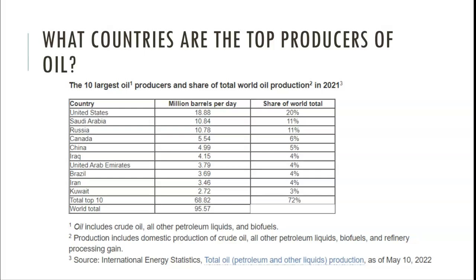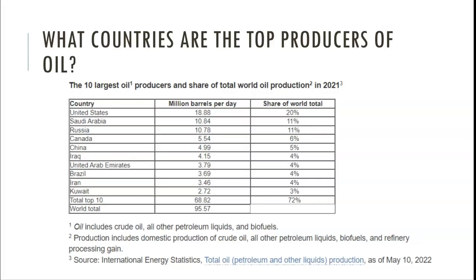The United States is actually one of the top producers, currently producing about 20% of the world's supply of oil, about 19 million barrels a day. Saudi Arabia is next with about 11% of the world's oil. Russia also produces about 11% of the world's oil. Canada is one of the top producers at 6%, so they supply about twice as much as they use. China at 5%, Iraq, United Arab Emirates, Brazil, and Iran at 4%, and Kuwait supplies 3%. So the top 10 oil producers supply about 72% of the world's share of oil.